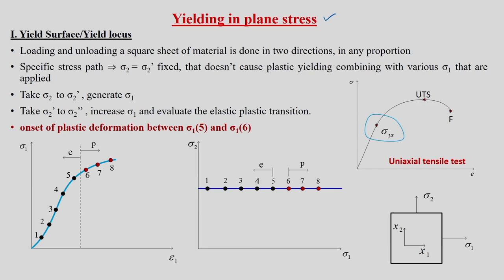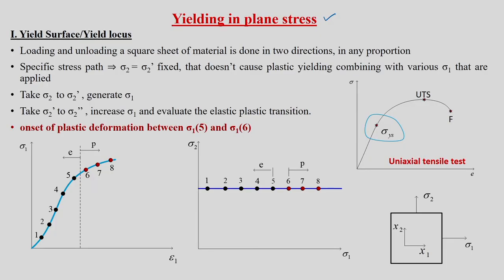So with this, the brief summary of what we can discuss in general about plastic deformation: how to get the difference between the uniaxial tensile test and plane stress or general deformation, how to get the principal strains epsilon 1, 2 and 3 and what the relationship is, and then what sigma 1, 2 and 3 are in uniaxial and in plane stress, which we have seen. So now we are going to introduce something called yielding in plane stress.